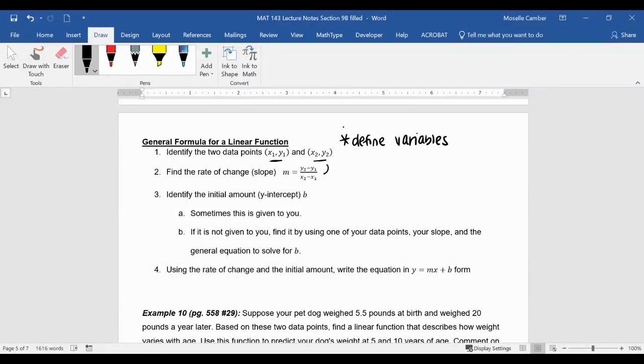Using the 2 data points, you can find the slope. Then you can find the y-intercept, the beginning. Sometimes it's given to you. If it's not, then you can find it using one of your data points, your slope, and the general equation to solve for b. Once you have b and m, then you can write your equation in y equals mx plus b or y equals b plus mx form.